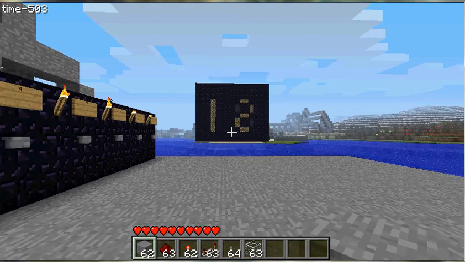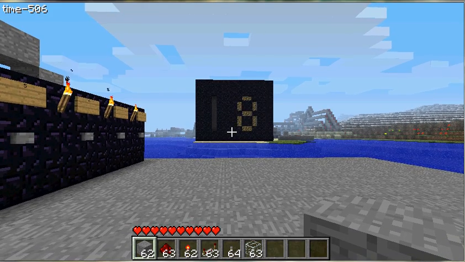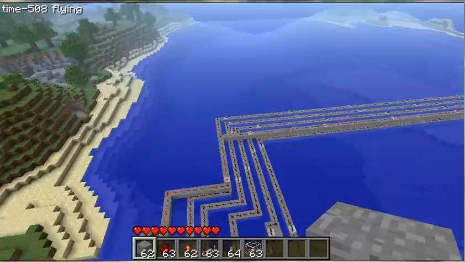Clear. So we'll reset all of the memory cells, and it goes back to 0. Now, how does this work?